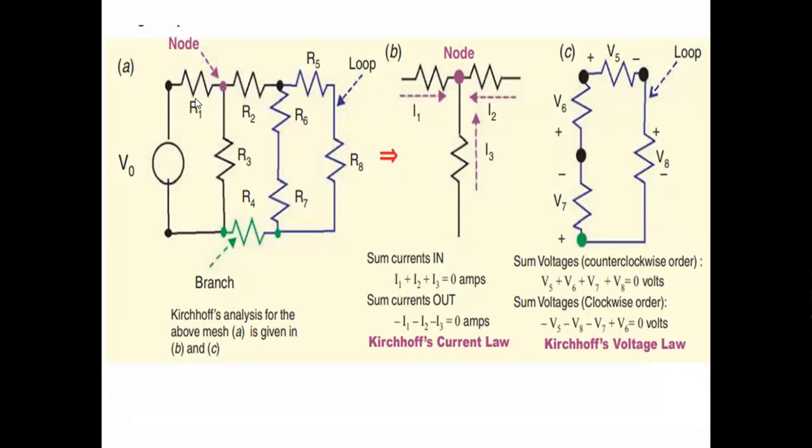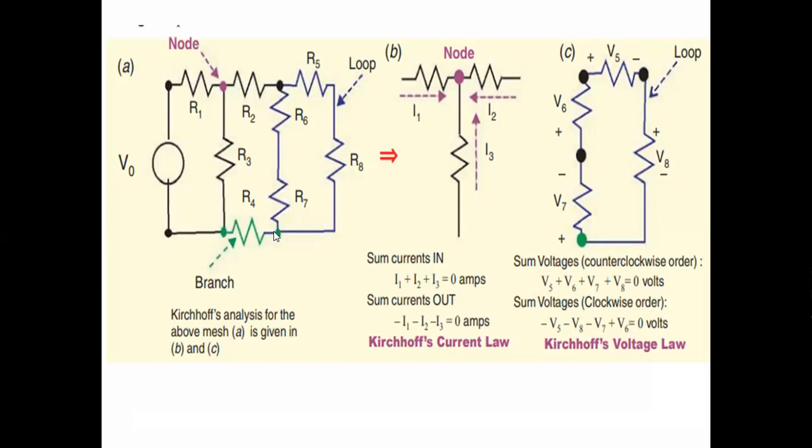And here is the junction point. R1, R3, and R2 are joined here, so this becomes one node. Similarly, here we have another node. The junction point is called a node. So in this particular case, these are the two nodes, and here also we have other nodes.